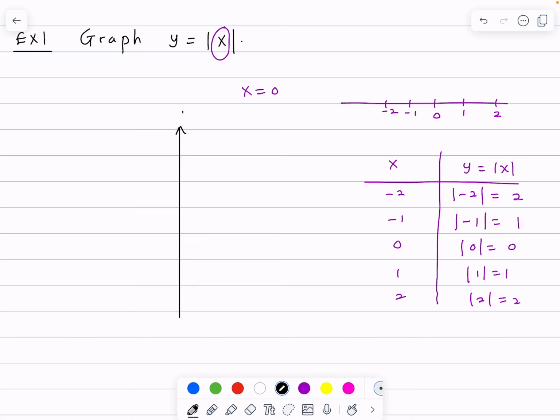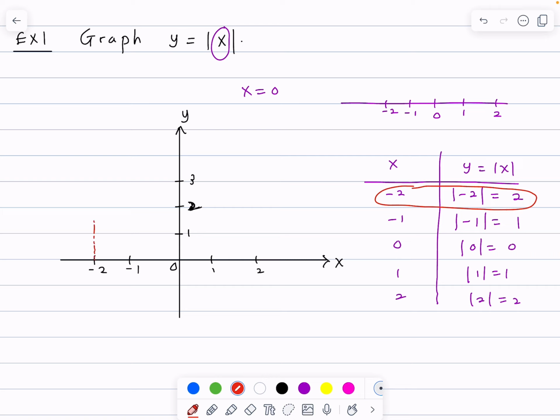So this is my y, and this is my x-axis. This is 0, 1, 2, -1, -2, and on the y-axis this is 1, 2, 3. Okay, so when x is -2, my y is what? My y is 2. So I locate -2 on the x-axis, then I trace it to 2 on the y-axis. So this is the point of intersection.